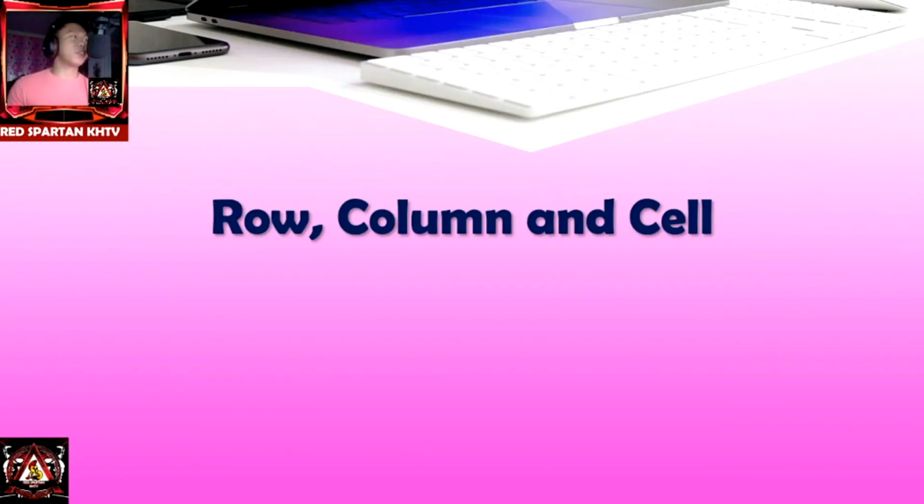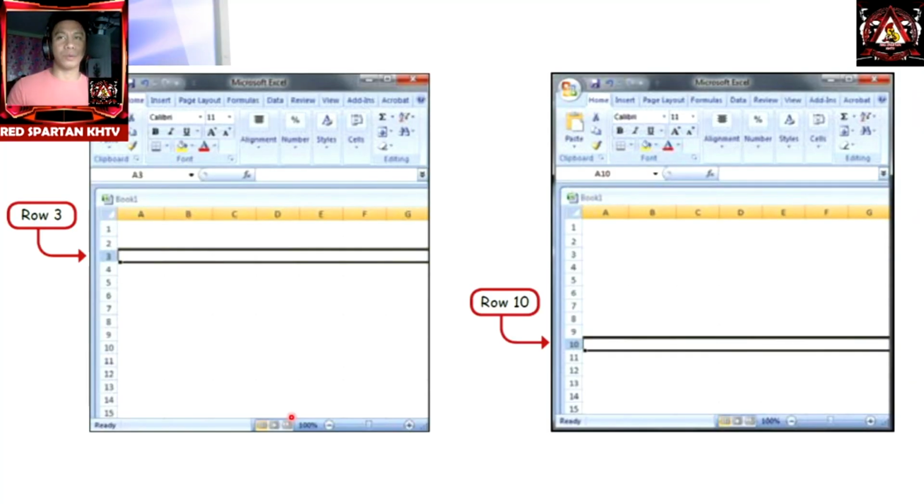So what's the difference between a row, column, and cell? I will explain it to you one by one. Let's start with row. A row is the horizontal line that has numbers in Excel. So we have here an example, row 3, this one, row 3. And another one is row 10. Those are our examples.